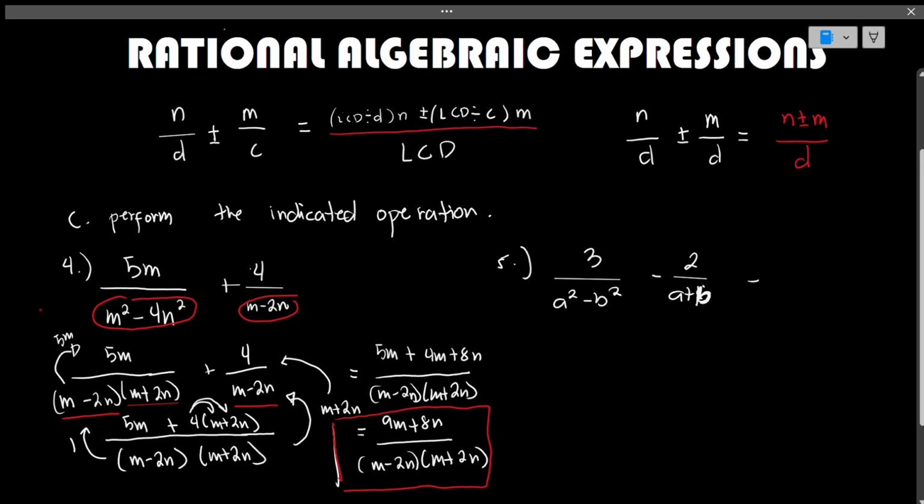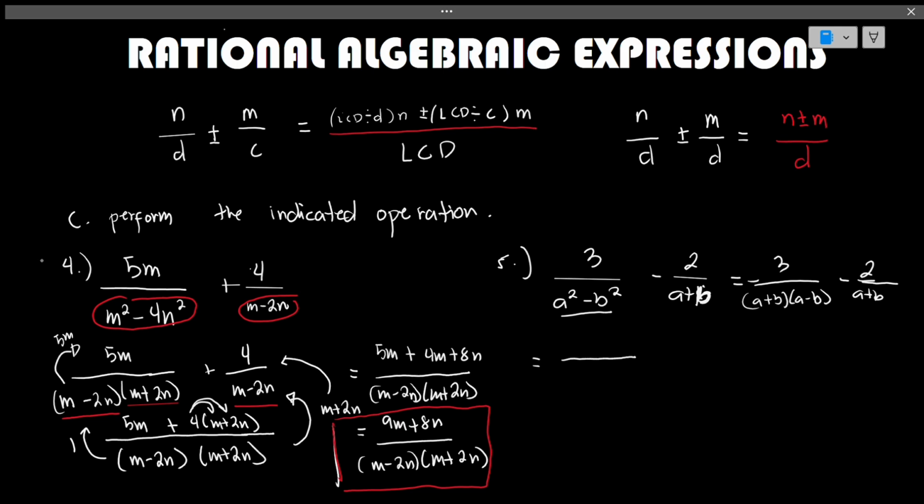Okay, now let's try example number 5. Example number 4 and example number 5 have the same process. So there's a need for us to get the factors of these two. So we have 3 over, same, this is a difference of 2 squares, so a plus b times a minus b, minus 2 over a plus b. After that, we can now get their LCD.